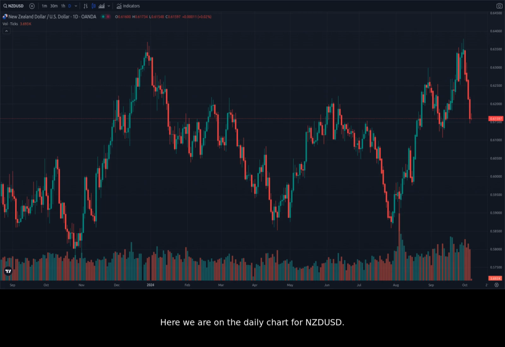Here we are on the daily chart for NZDUSD. Zooming out to the broader perspective, we see a downtrend in the pair since the beginning of the year. The price has been steadily declining from the 0.65 level to current levels around 0.61. This downtrend suggests that sellers are in control of the market and are driving the price lower. We can see a series of lower highs and lower lows, reinforcing this bearish trend.